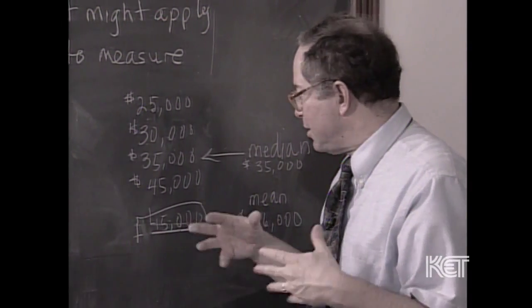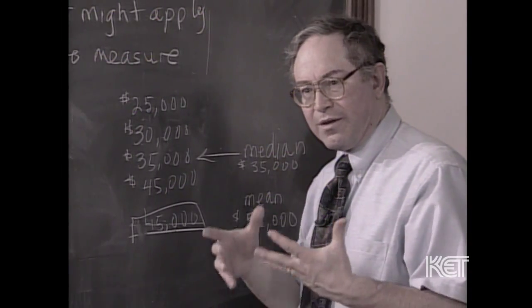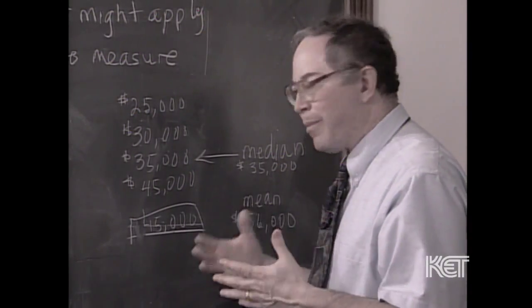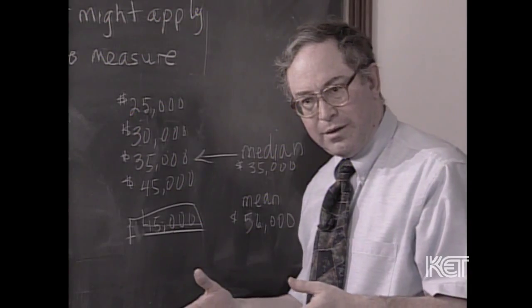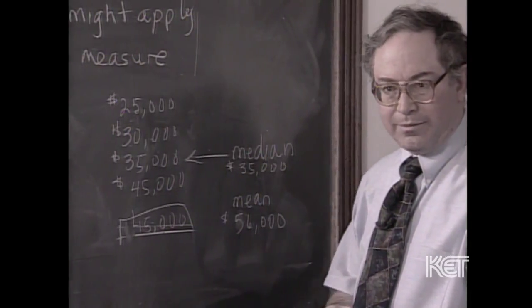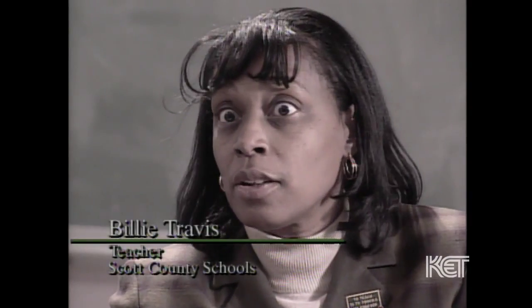The mode does not have the same kinds of statistical properties that the mean and median have, but it is the most common one. Someone's doing a survey, what's your favorite color or whatever. The mode of that survey would be the one that occurred most often, which may not be a number. If you're doing favorite color, it's going to be blue.